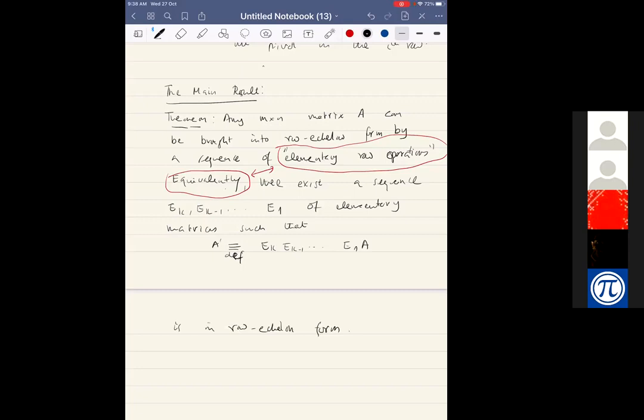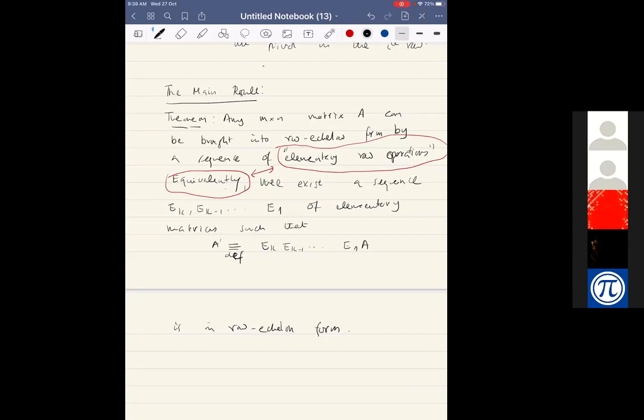So this theorem I have stated in the order in which I want you to remember it. A more logical way of saying this is that given any matrix A, there exists a sequence of elementary matrices such that when I take A and multiply on the left by first E1, then by E2, then by E3, and then up to Ek, the resulting matrix is in row echelon form.